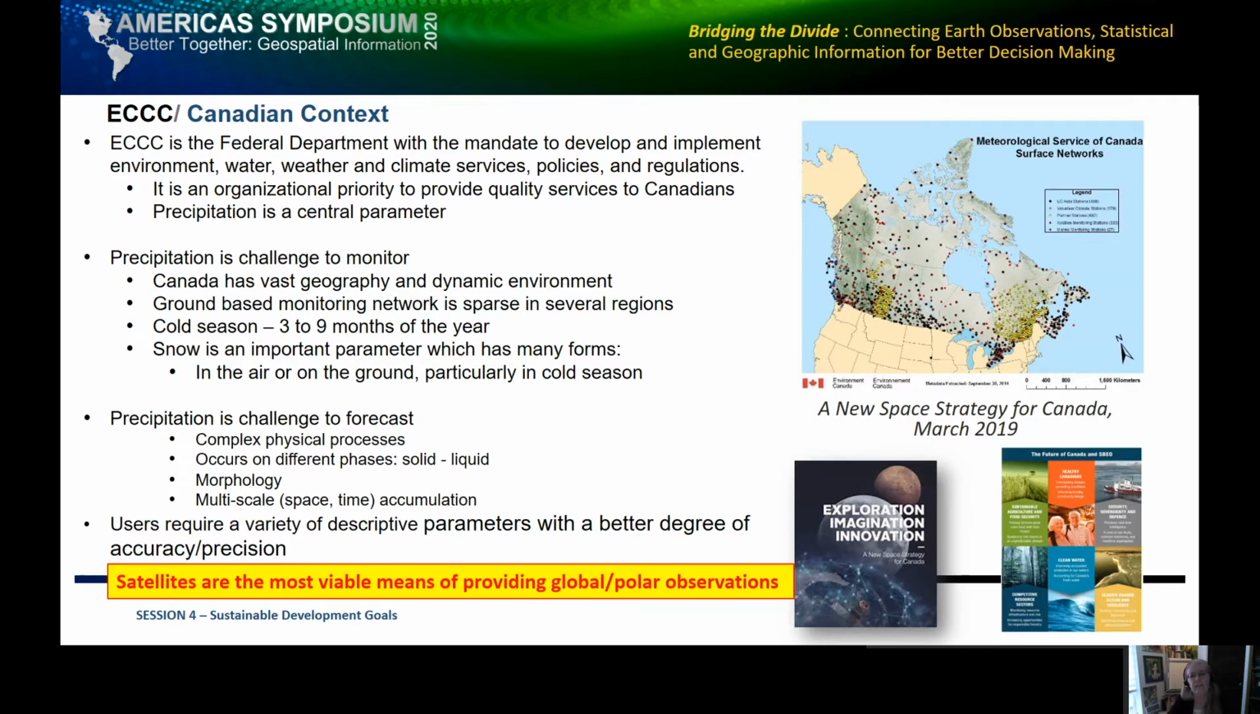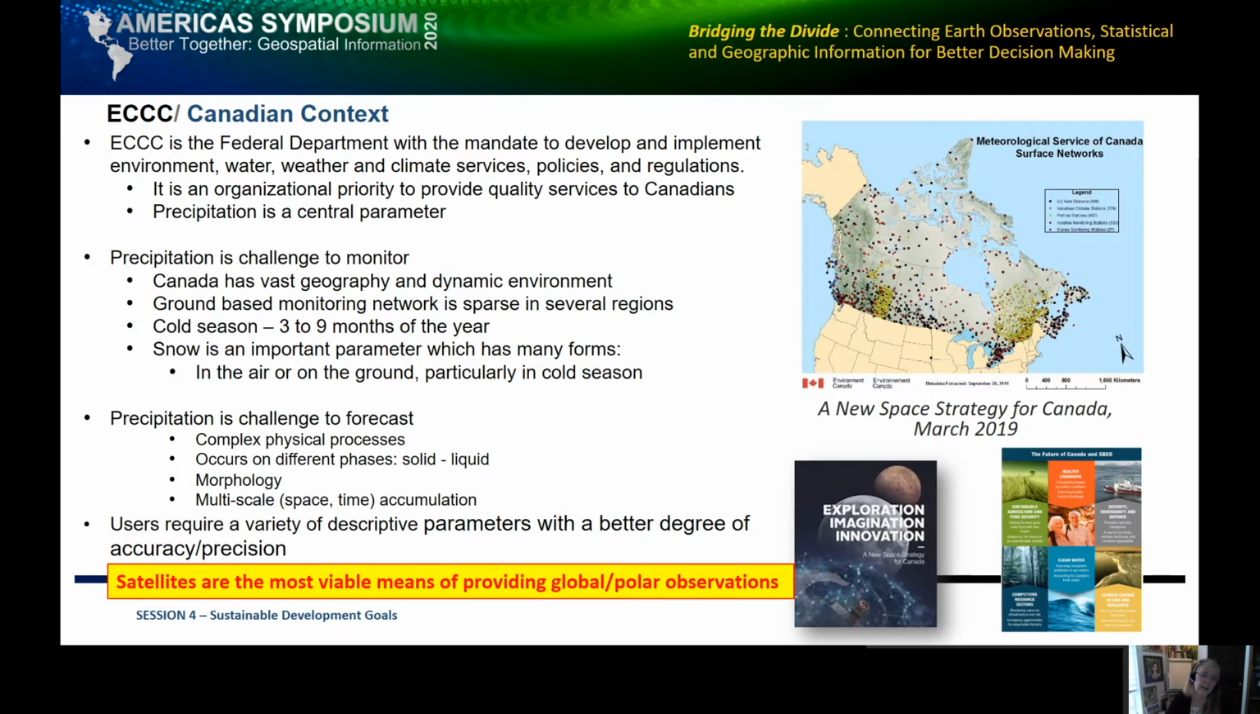You see in the figure on the right side the extension of our precipitation network. It's a beautiful network and vastly populated on the south part of the country. But you see that when we go to more remote areas, we have less coverage. So it is so because if you think about the Canadian context, we have a cold season that can vary from 3 to 9 months. The regional conditions are very different across the country. Therefore, if we think about a ground-based network, it needs to be vastly different.